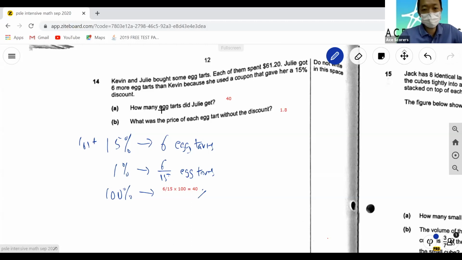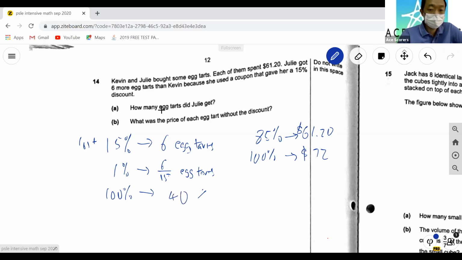So Julie got 48 cards. What was the price of each share without the discount? Now, if Julie got 48 cards, you want to find the original amount, right? Because 85% is $61.20. How much is 100%? $72. Okay, so $72 buys you 48 cards, right?